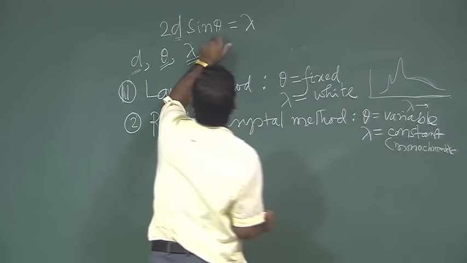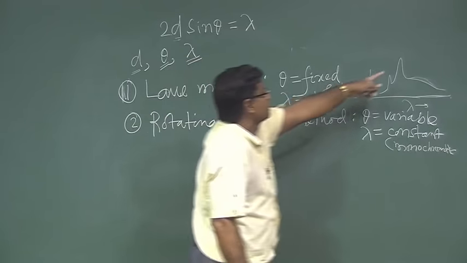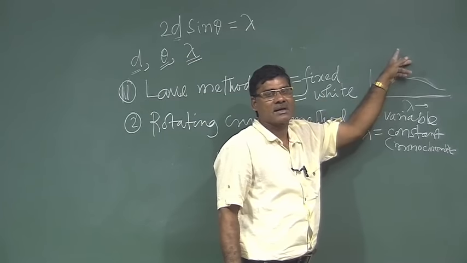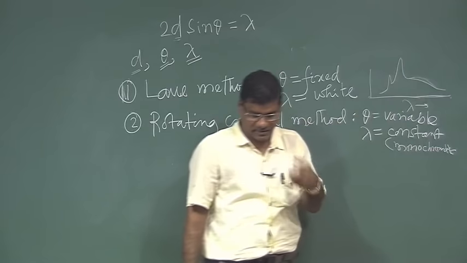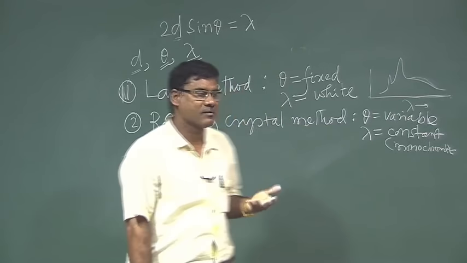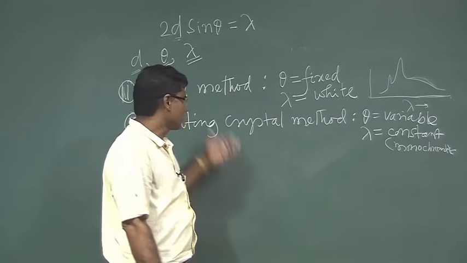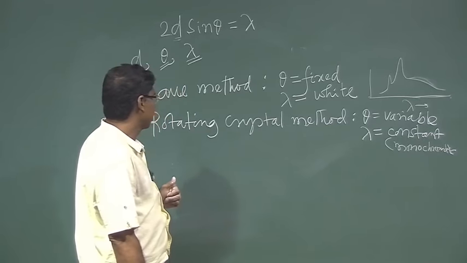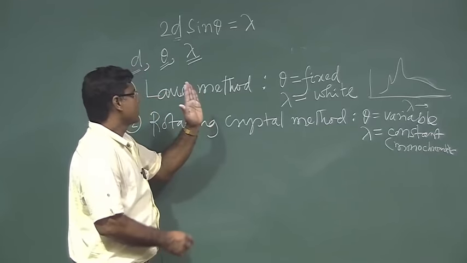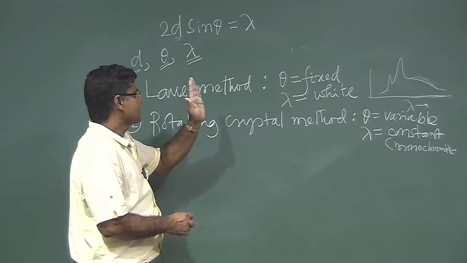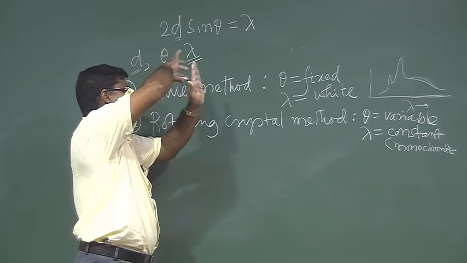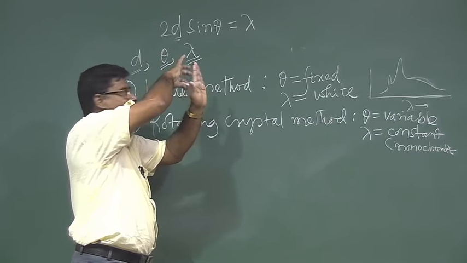Generally, K alpha has maximum intensity. So, that is generally filtered from the white X-ray and used as a monochromatic X-ray. Okay. So, in this case, the crystal is rotating with respect to the incident X-ray.